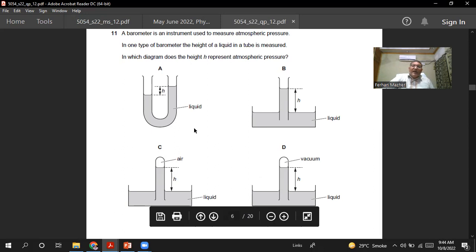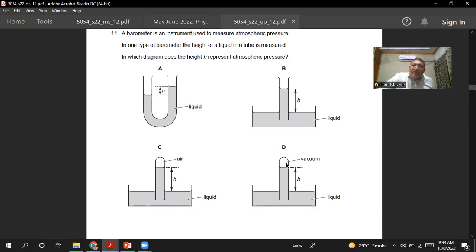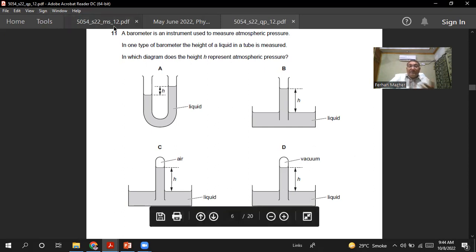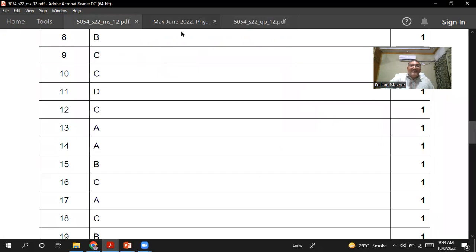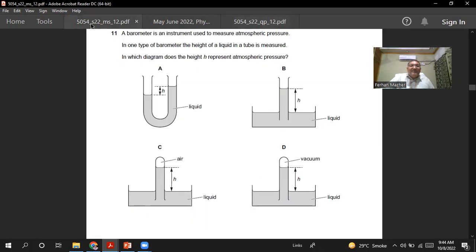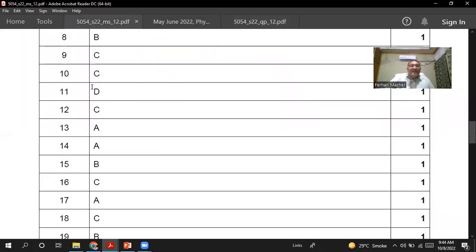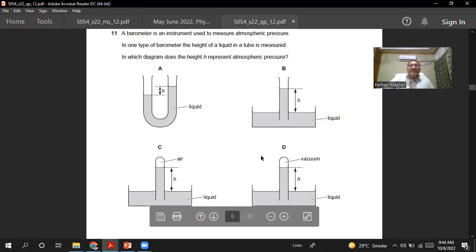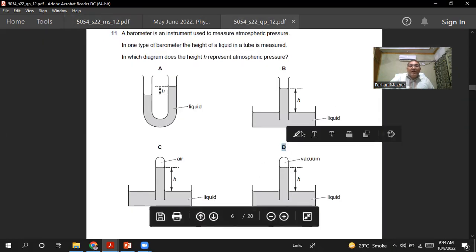Okay, so I think D. Do you see these two are the correct figures for the barometer? But here he has shown that in this empty space you will have air. He has shown here that in that empty space you will have vacuum. And I think it will be vacuum. Let's check choice D. So 11, D is the right option, sir. So D is the right option.